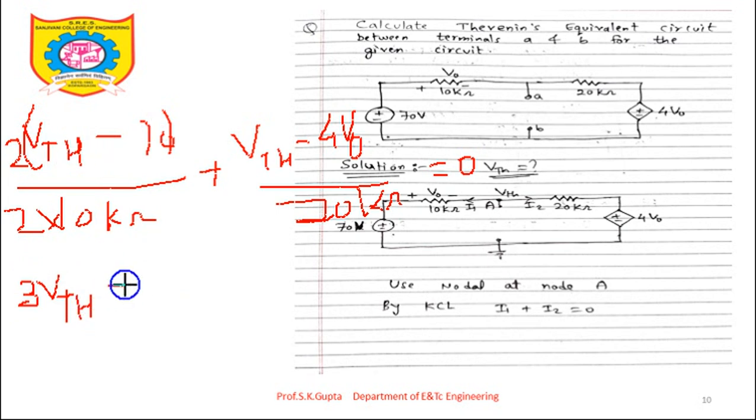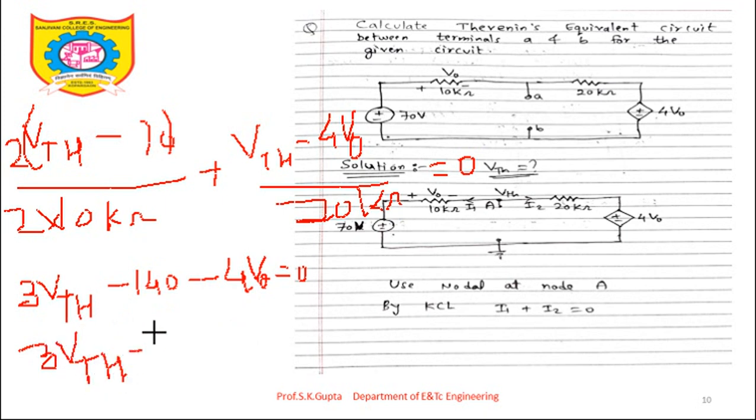Minus 140 plus minus 4 V0 equal to 0. So this can be written as 3 VTH minus 4 V0, and as minus 140 goes to that side, it becomes plus 140. So this one is my equation number 1. Now there is one equation and 2 unknowns, so I have to get one more equation.